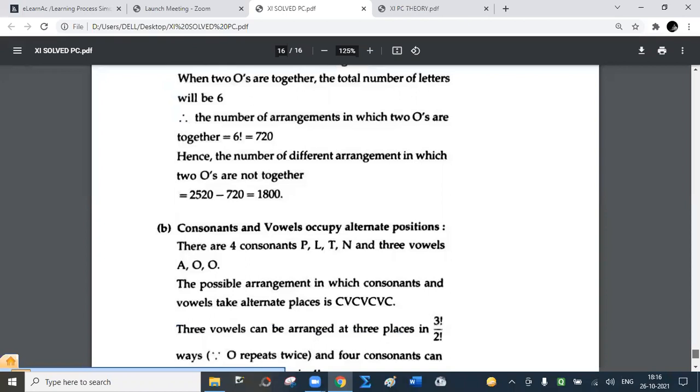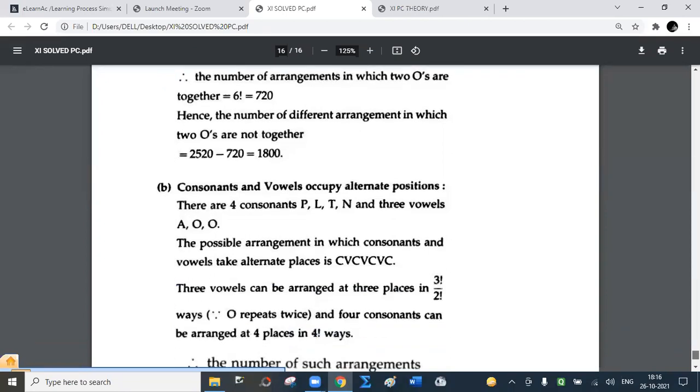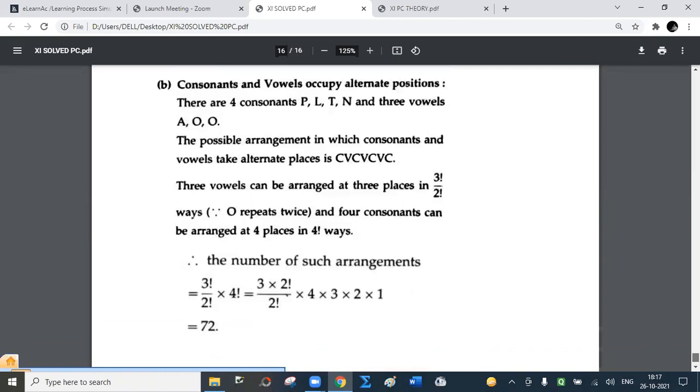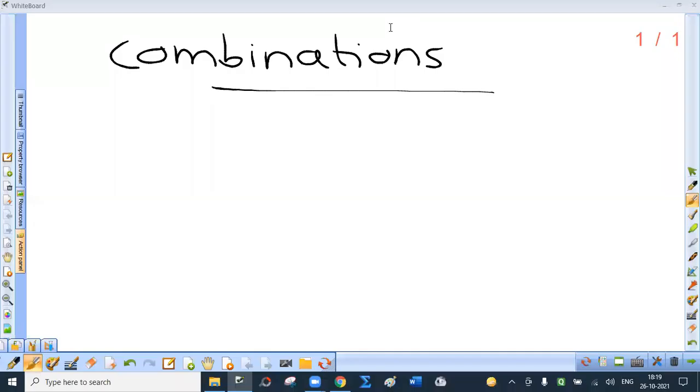That is why. Okay. So 3 vowels can be arranged in how many ways? 3 factorial upon 2 factorial ways. Why? Because O occurs twice and 4 consonants in 4 factorial ways. So number of such arrangements is 3 factorial upon 2 factorial into 4 factorial. Comes out to be 72. Actually, after this in the textbook, they have given circular permutation, but we will discuss that at the end.